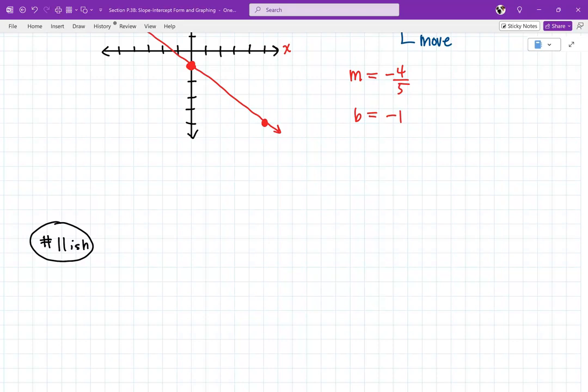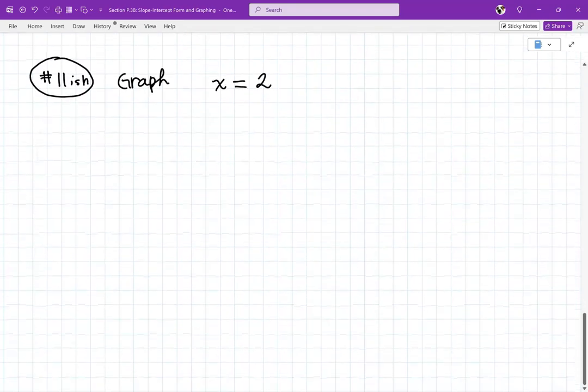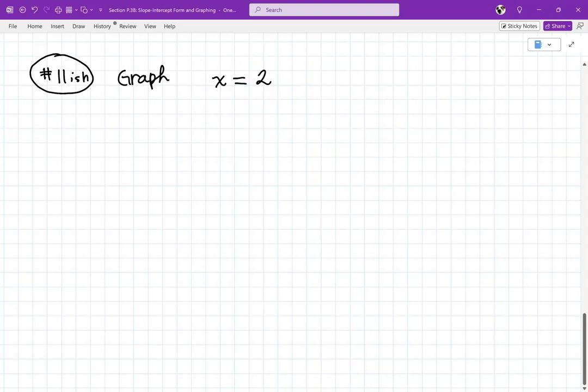Same instructions. You actually don't have to write it in slope-intercept form. You just have to graph it. I know it says to write it in slope-intercept form, but you do not. You just have to graph it. So I'm going to put graph x equal to 2. That's like the whole equation. There's no x and y, just an x.